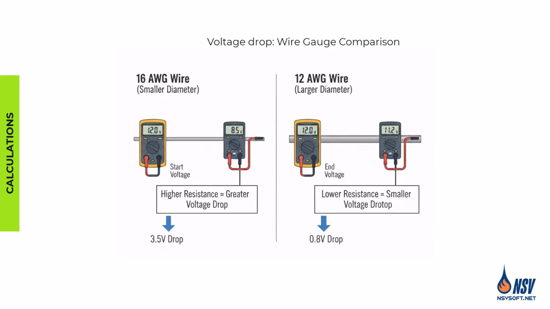Another example to look at is the voltage drop in a 1,000-foot run of 16 AWG wire would be greater than that of a 1,000-foot run of 12 AWG. This is simply because a 16 AWG conductor is smaller in diameter than a 12 American wire gauge conductor.